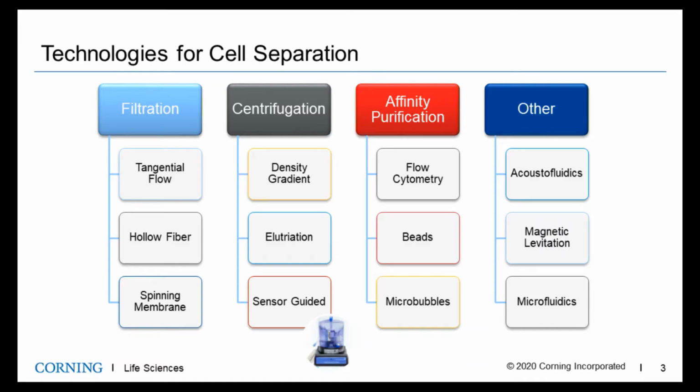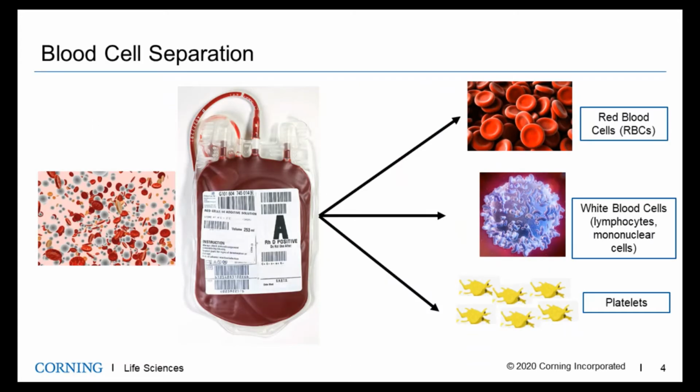Corning's X-Series systems fall into the centrifugation category. But add to this an intelligent sensor control system that provides a high level of flexibility and automation over how the cells move through the single-use cartridge during processing. I will get more into the details of how this works in the upcoming slides.